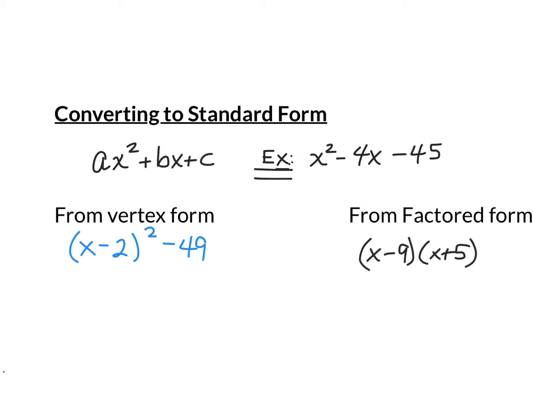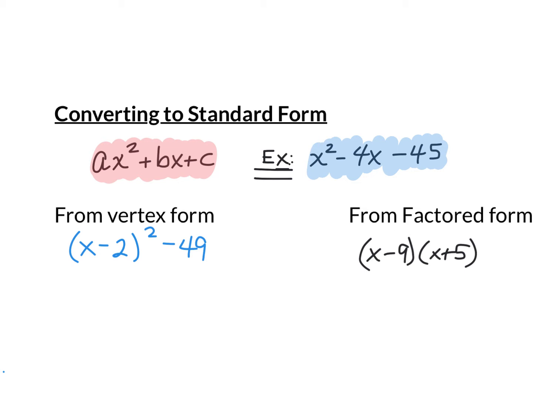So the first place we want to start here is we want to be able to convert to standard form, okay? What we can see here, the standard form, with the arbitrary a, b, and c values, you can see it's the ax squared plus bx plus c you see highlighted. And I have an example. This is more like what we'll normally see.